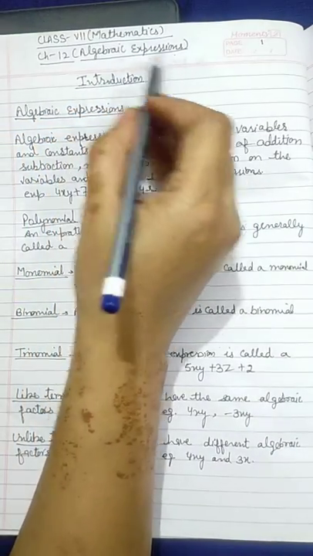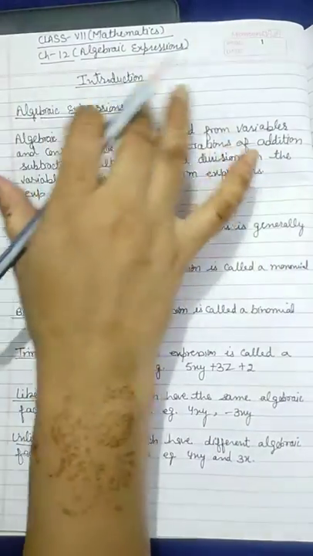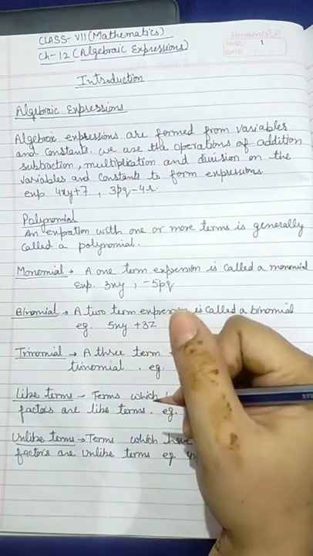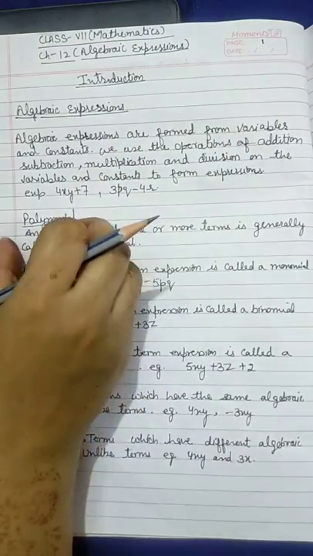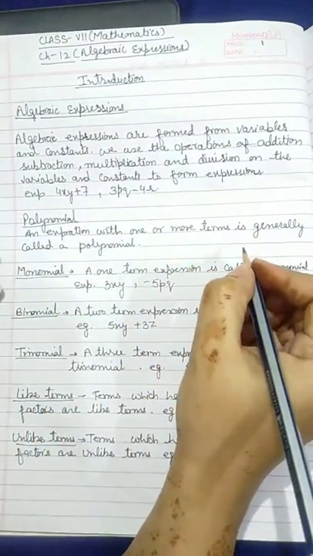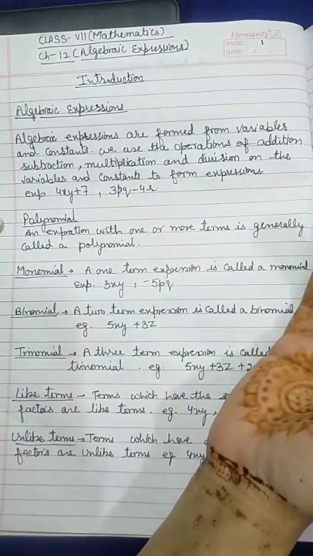Algebraic Expressions of class 7th. In this chapter, we will discuss the algebraic expressions and how to simplify them. First of all, I will give you some introduction about algebraic expressions, then polynomials and their different types. Fine. So let's start now. The very first one is algebraic expression. What is an algebraic expression in actual?